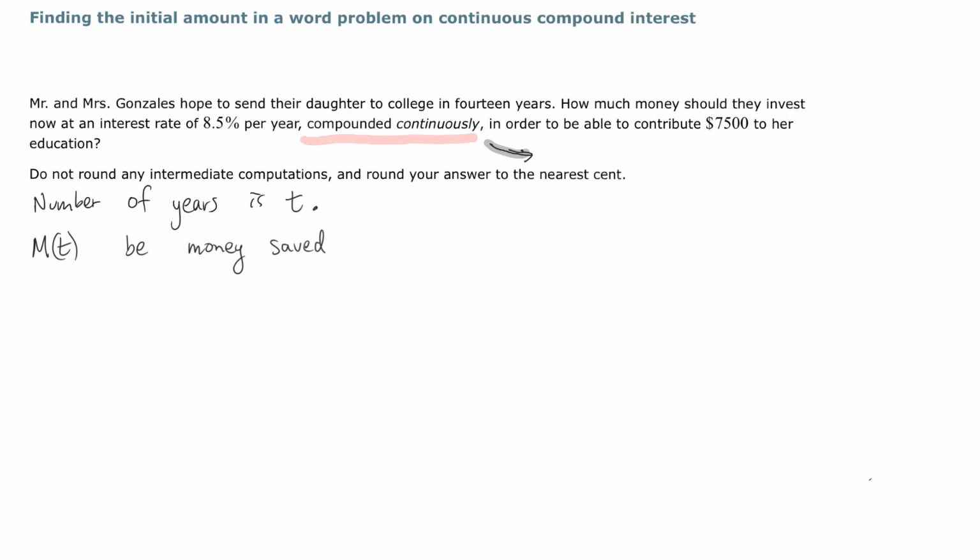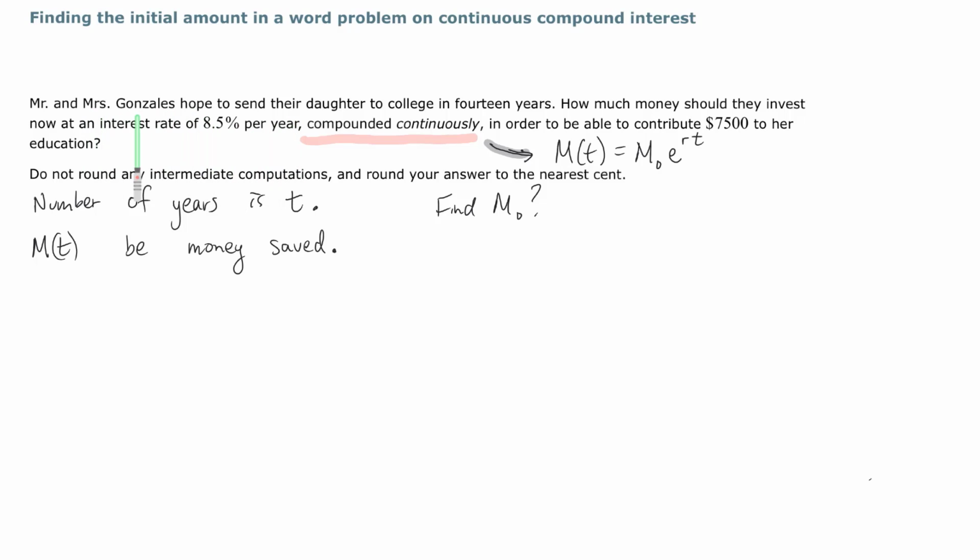And if it's money saved, this should be a growing account. And how is it growing? It's growing by compounded continuously. So if I'm going to use m of t and t, why don't we use m of t is equal to some initial amount, let's call it m sub naught, which is the initial amount, times base e raised to a rate times a time. All right. We're trying to find m naught, the initial amount.